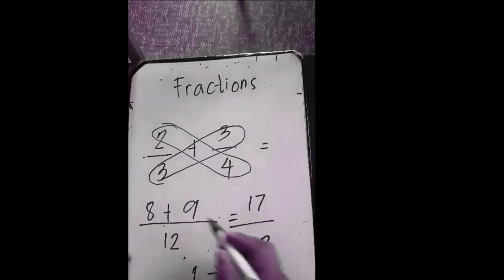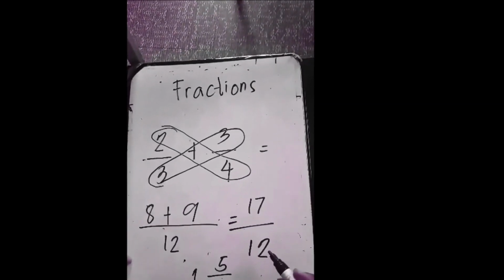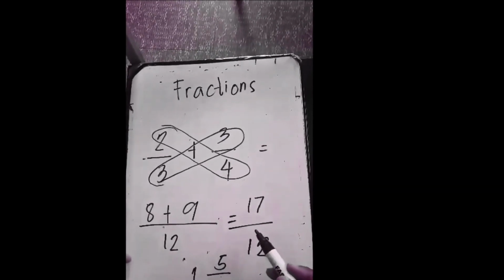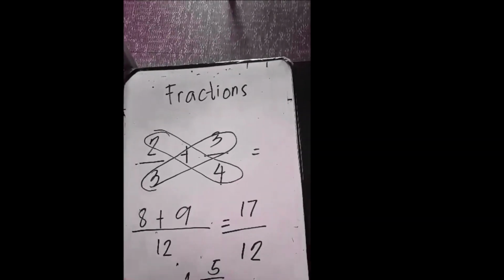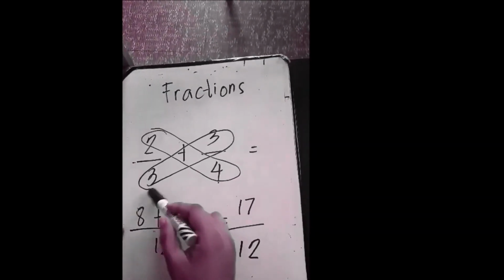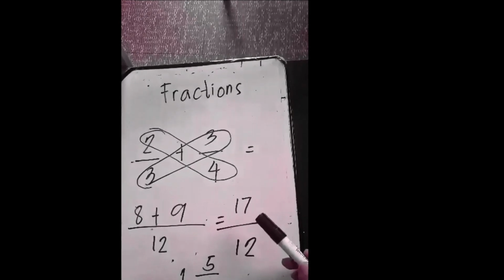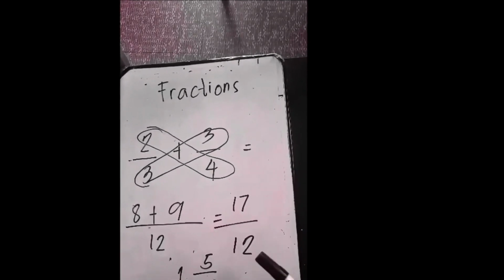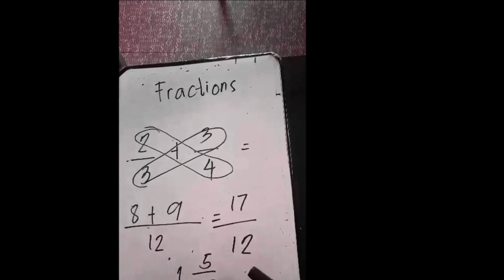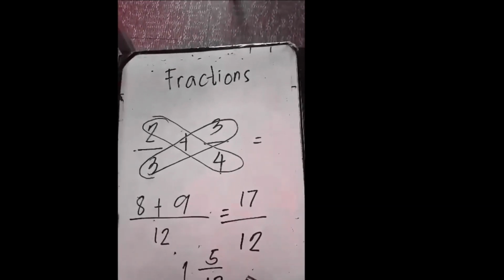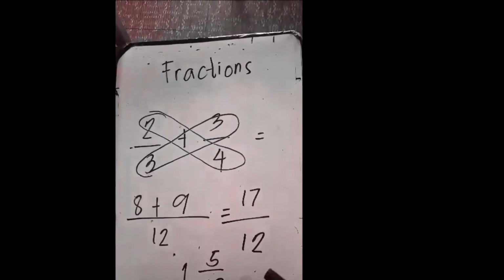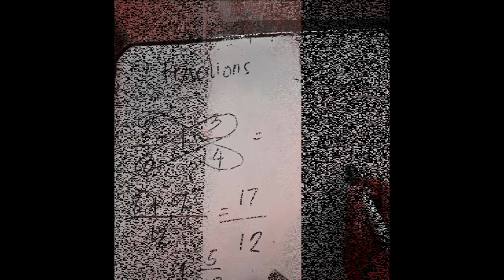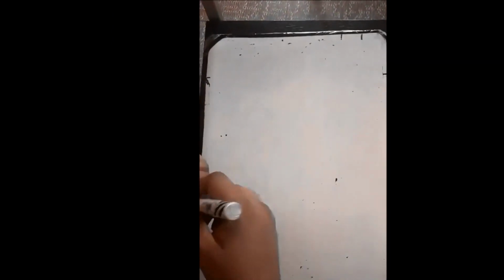Now let me recap the steps. First, we need to cross multiply numerator of the first times the denominator of the second, and denominator of the first times the numerator of the second, and simplify. And finally, if there's a need to reduce or simplify an improper fraction to a mixed number, do it, and so we get an answer of 1 and 5 over 12. To get a hang of this technique, I'll give you an additional example.